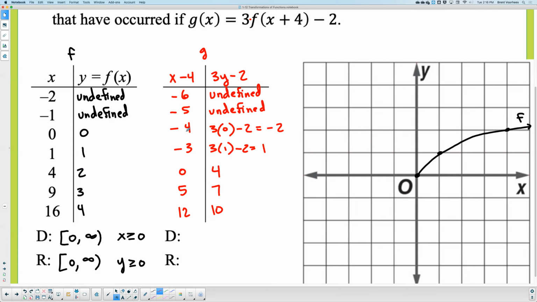So we plot these. The only values I can get are -4, -2, -3, 1, 0, 4, and 5, 7 will be off the graph. 5, 7 would be somewhere up here. So the graph should look something like that.